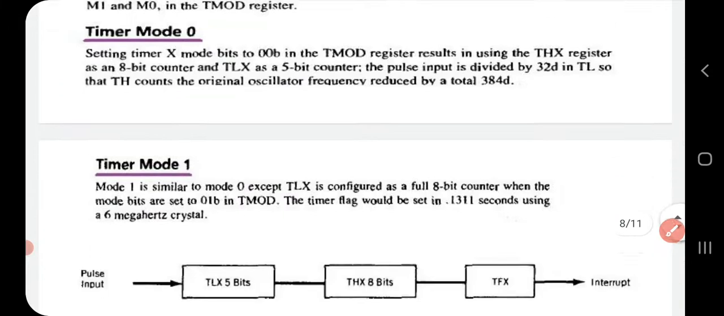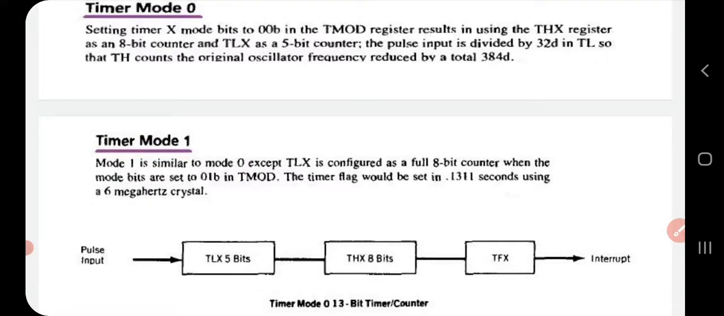Next is timer mode 1. It is similar to timer mode 0 except TLX is configured as a full 8-bit counter. In the other one there was a split up. Okay, here it is configured fully as an 8-bit counter, and this happens when the mode bits are set to 01B in T mode register.